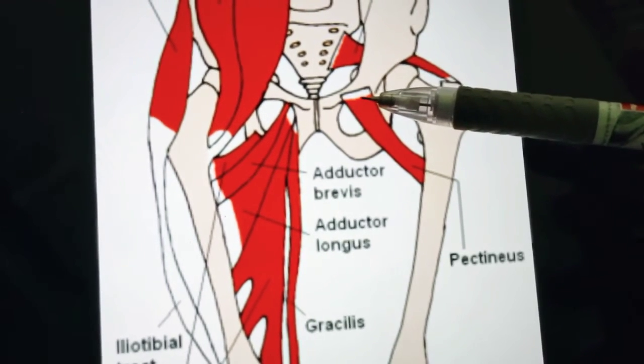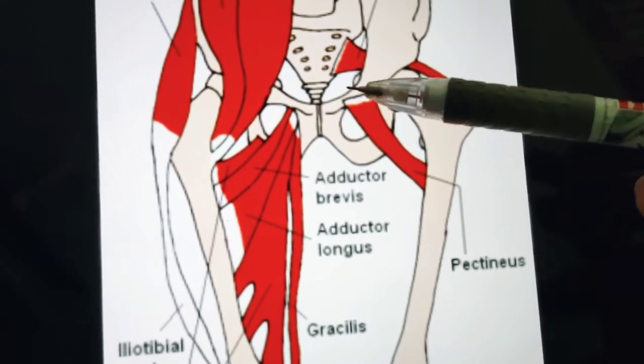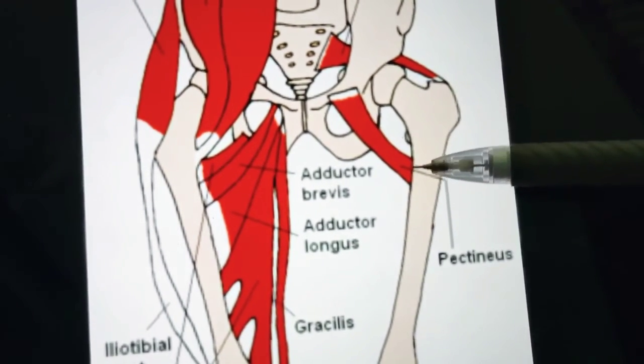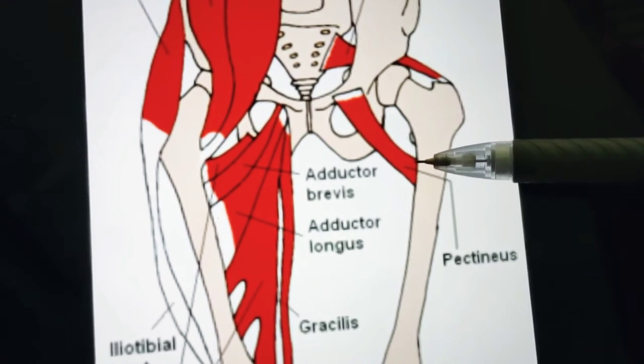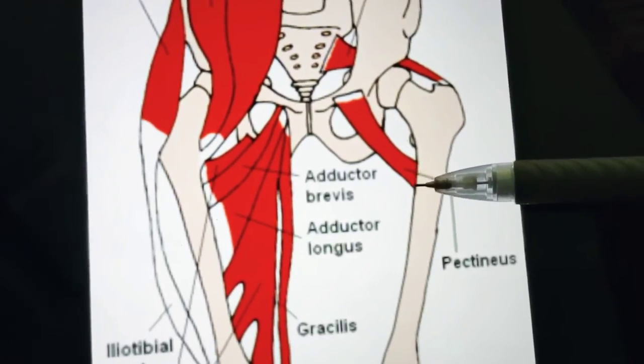So from there, and also from the fascia which is covering the pectineus, all of these give origin to pectineus. In turn, it is inserted into the line extending from the lesser trochanter to the linea aspera. So there it will get its insertion.